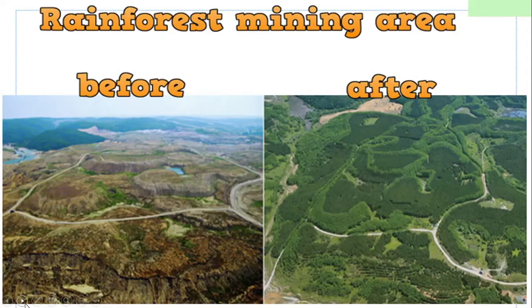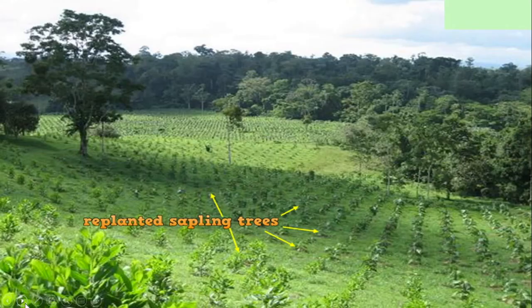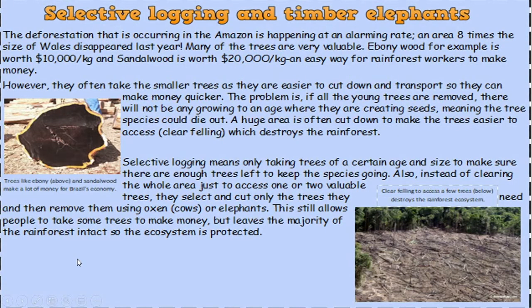Okay, so you've resumed the video. You should be done with afforestation. We are now going to move on to selective logging and timber elephants.